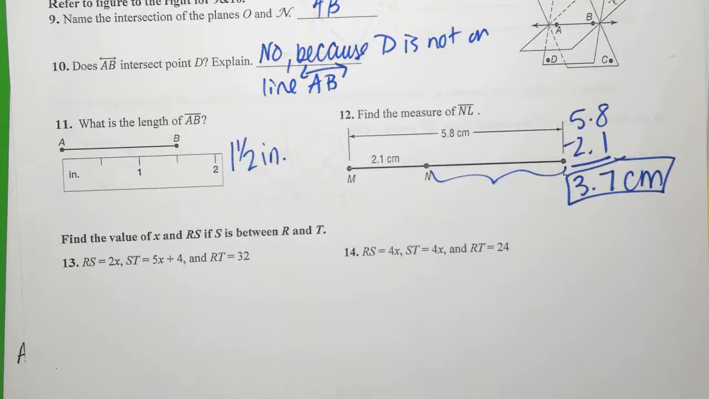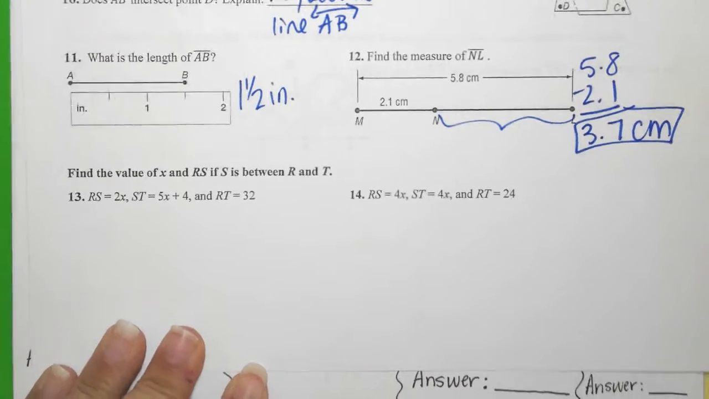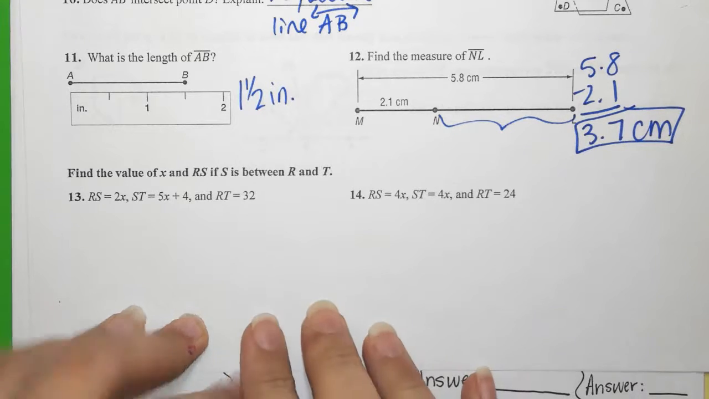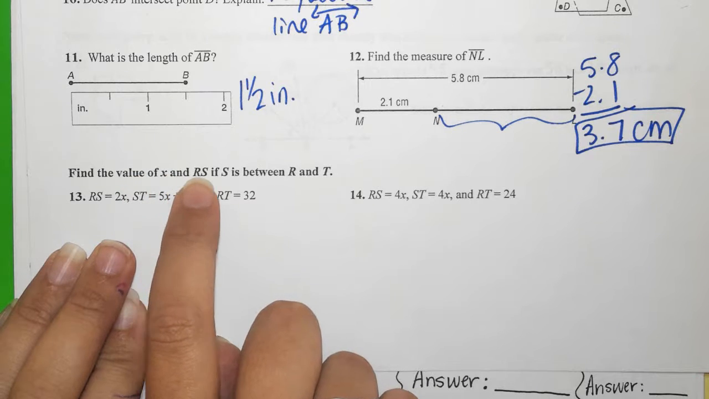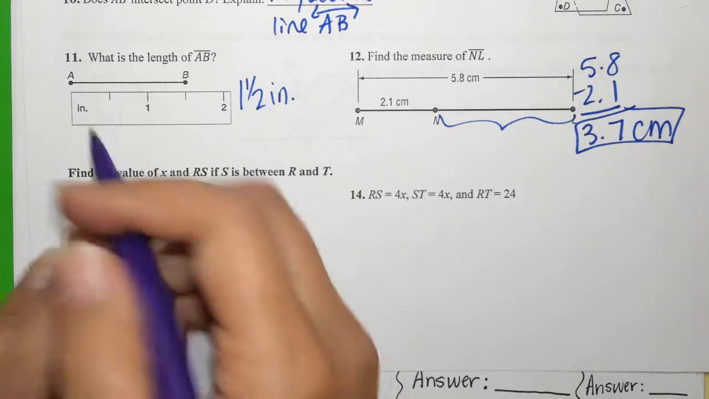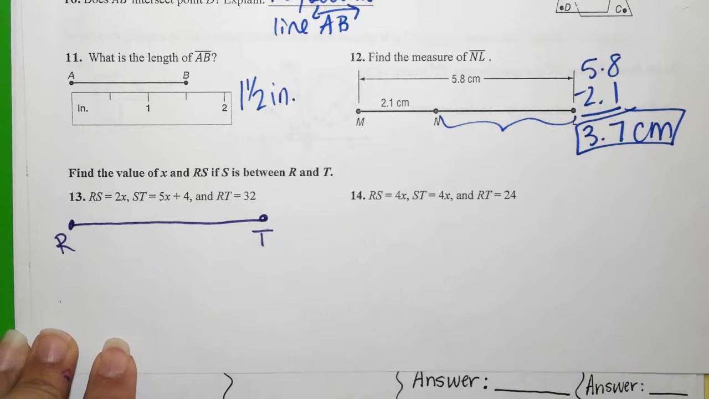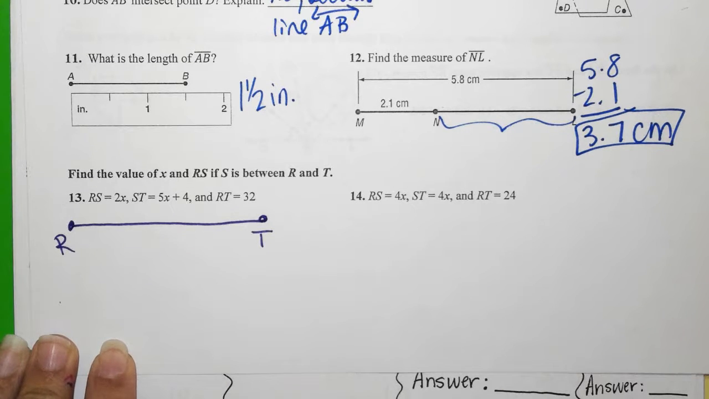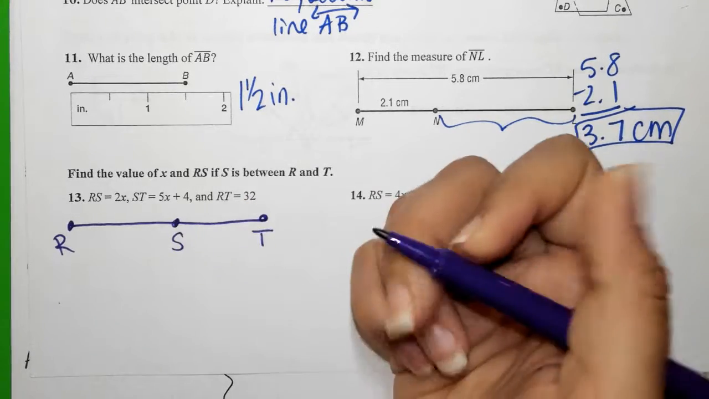Now, for the next 2 questions, Coach Hamrick told us that it would help us if we did what for our problems? If we draw it out. So should we draw out 13 and 14? Probably. This says find the value of x and RS if S is between R and T. So what are the endpoints? R and T. Let's do that first. Now, where is S? Does it really matter where? It just says it's between them.